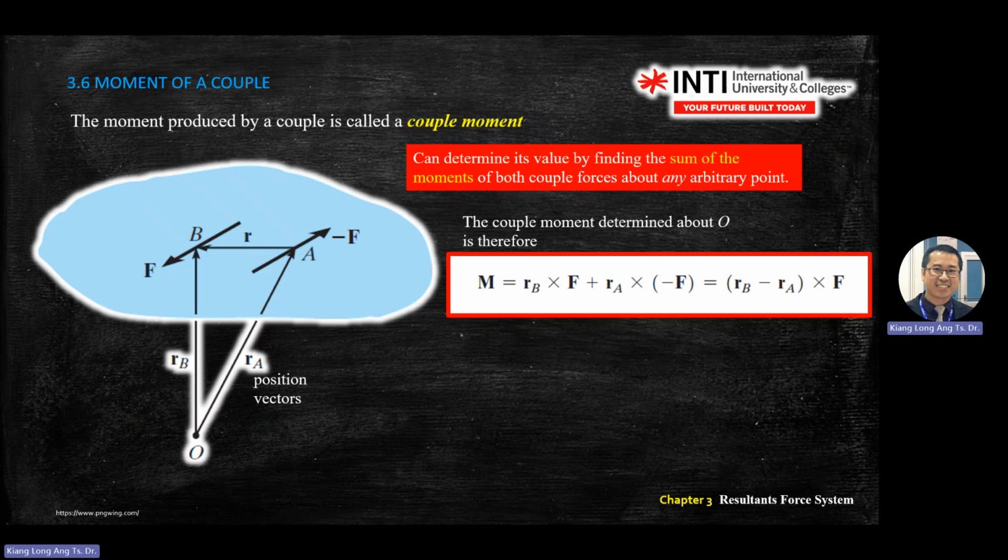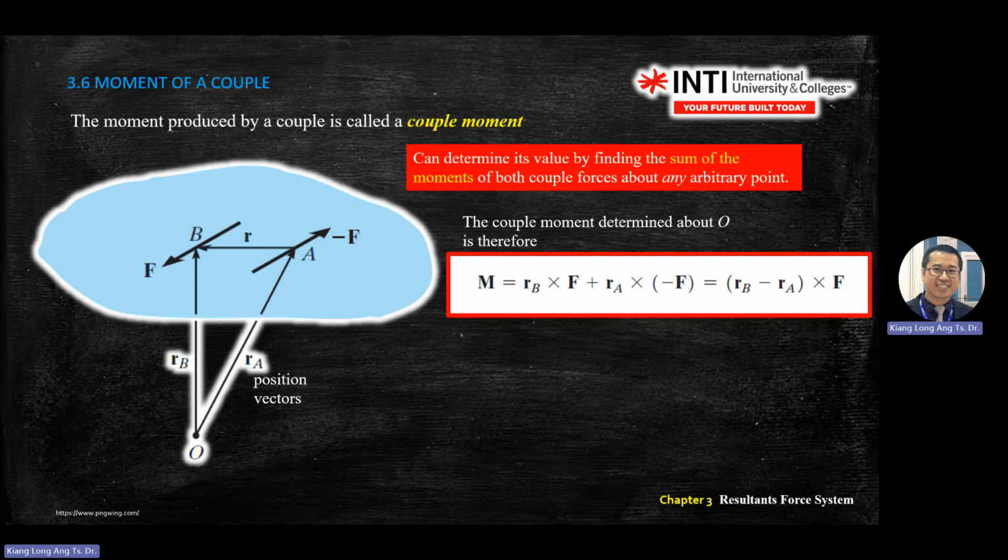So how do you write the sum of moments on this body? R cross F for the first one, and then R cross F for the second one, then you combine the results. So RB cross F will create this direction, and RA cross negative F will create another direction. It will look like this.